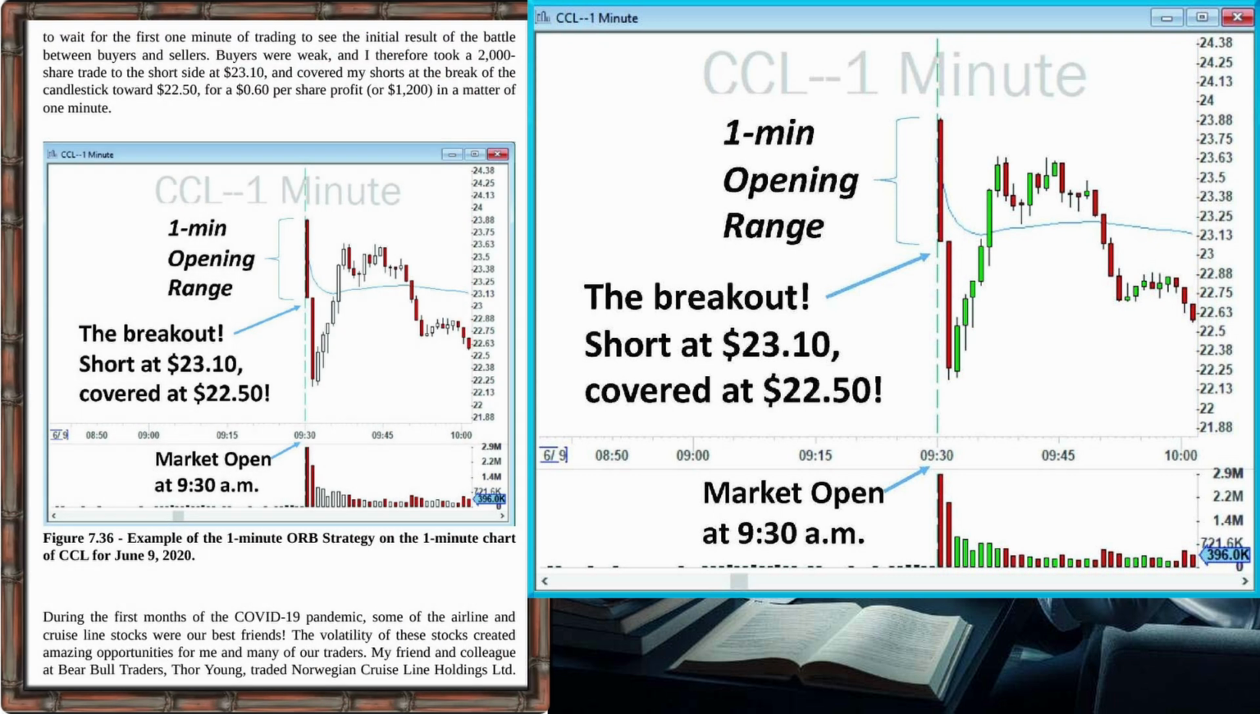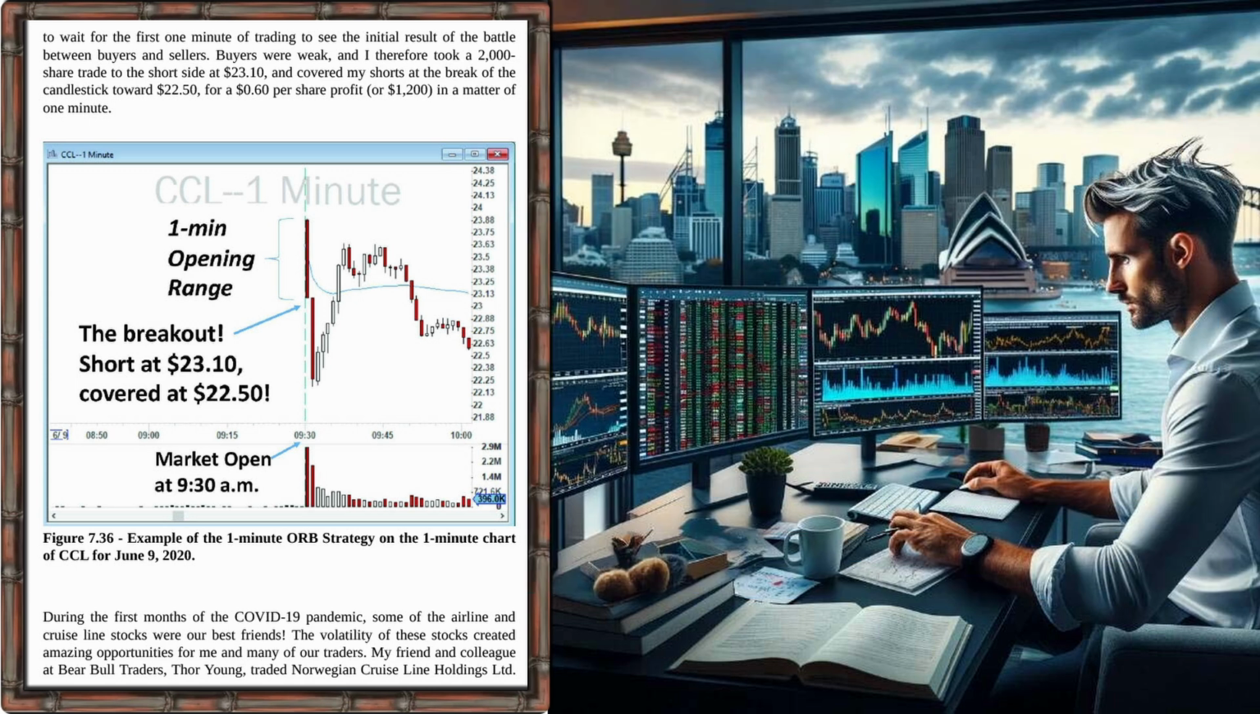I decided to wait for the first 1 minute of trading to see the initial result of the battle between buyers and sellers. Buyers were weak, and I therefore took a 2,000 share trade to the short side at $23.10 and covered my shorts at the break of the candlestick toward $22.50 for a 60 cents per share profit, or $1,200, in a matter of 1 minute.